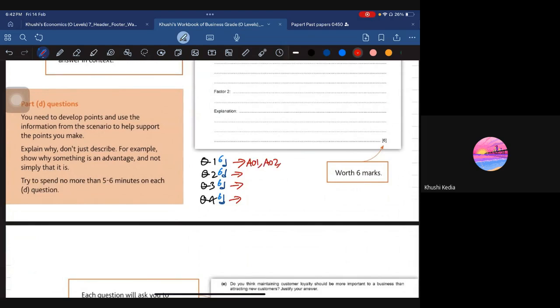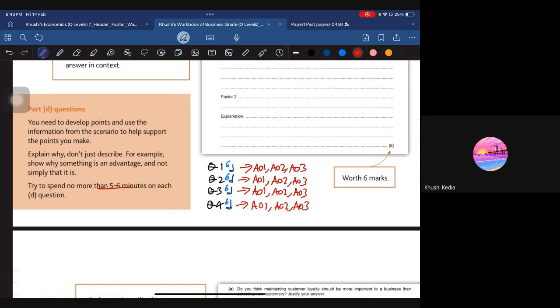Okay, no problem. We are just about to finish in about 15, 18 minutes and we'll be done. So AO1, AO2, and AO3 are part of this. Now, Kushi, how much time have they already talked about it here? 5 to 6 minutes. So not more than that, right? Yes, sir.